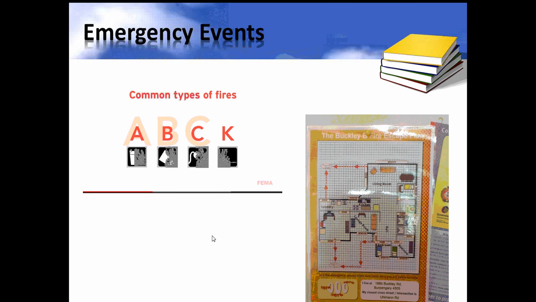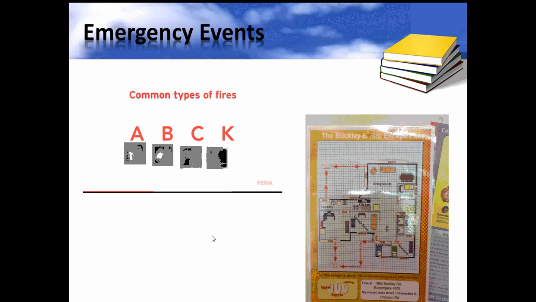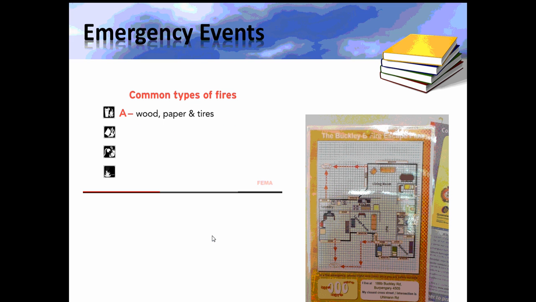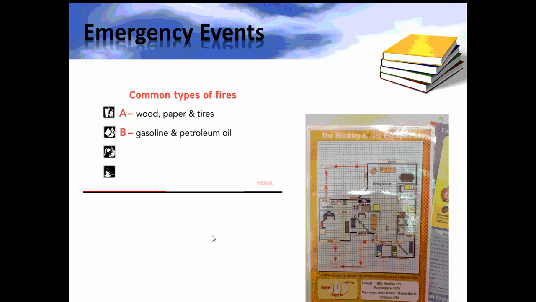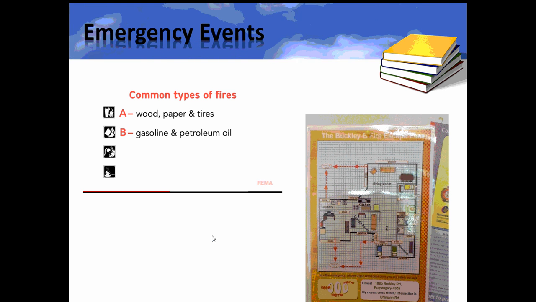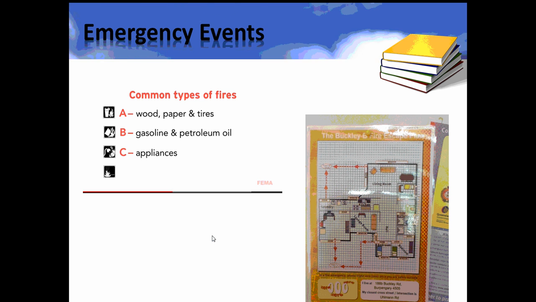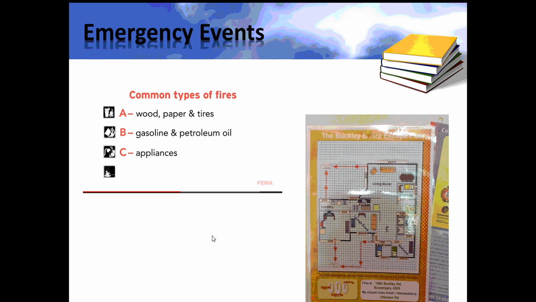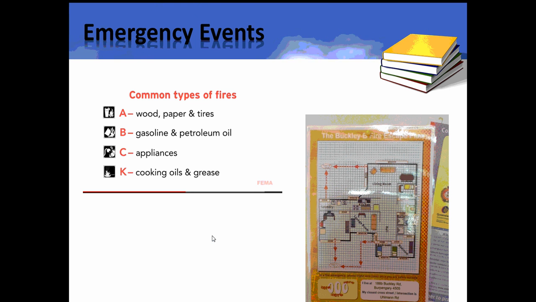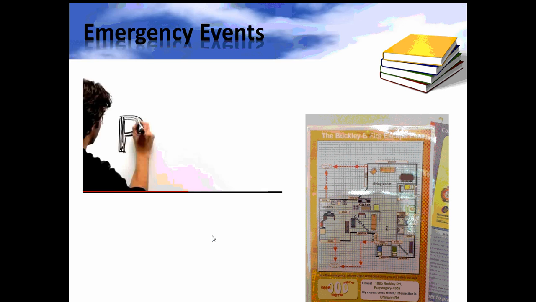There's common types of fires that are classified. Class A for wood, paper and tyres. Class B usually involve gasoline or petrol. Class C, appliances or electrical fire, like televisions, office equipment. And Class K, cooking oils, a kitchen fire, for example.